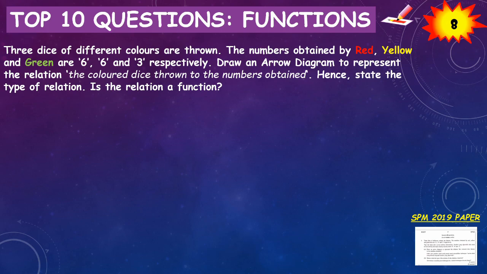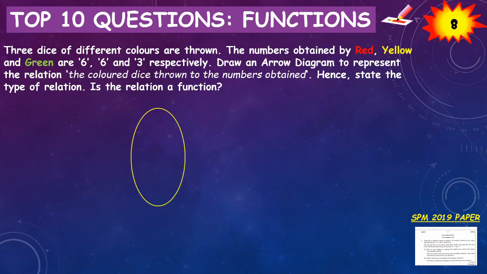3 dice of different colors are thrown. The numbers obtained by red, yellow, and green are 6, 6, and 3 respectively. Draw an arrow diagram to represent the relation of the colored dice thrown to the numbers obtained. Hence, state the type of relation. Is this the relation of a function?